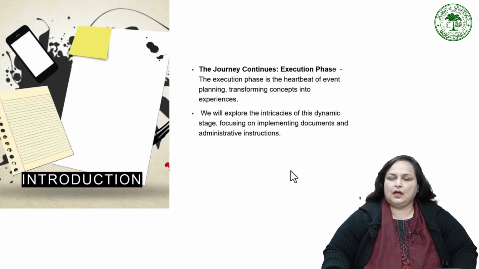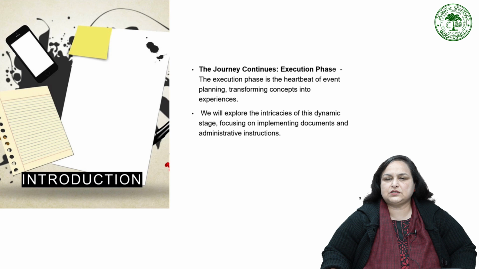Introduction. As the event planning journey progresses, the spotlight shifts to the execution phase, a pivotal stage where plans transition from concepts to reality. In this academic exploration, we delve into the nuances of the execution phase, focusing on the implementation of documents and administrative instructions. This critical juncture transforms meticulous planning into tangible actions, guiding event planners through the intricacies of bringing an event to life.